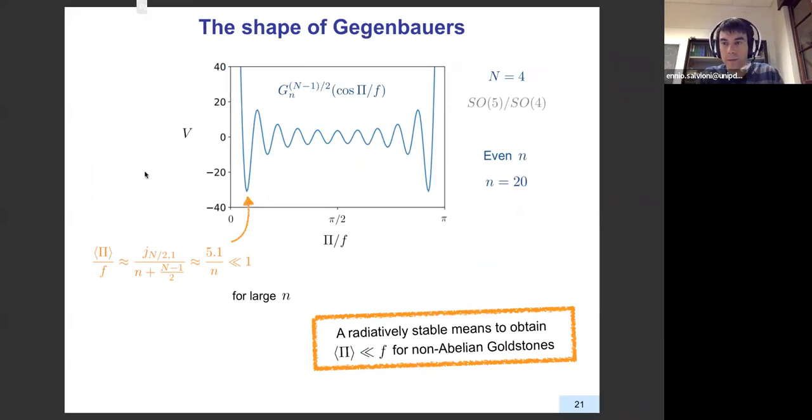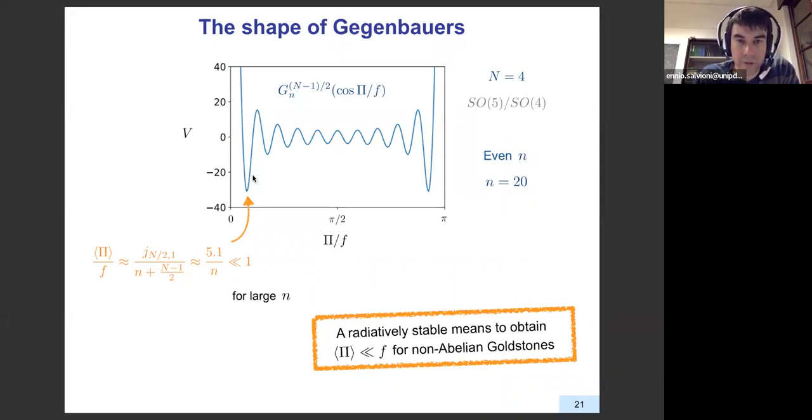So why are we interested in this? This is how a Gegenbauer polynomial looks for a certain choice of indices, which is not so important because this is really just illustrative. This is capital N equals 4, which is basically SO5 to SO4. And the choice of n equal to 20 is large to emphasize this, but it will not need to be this large eventually.